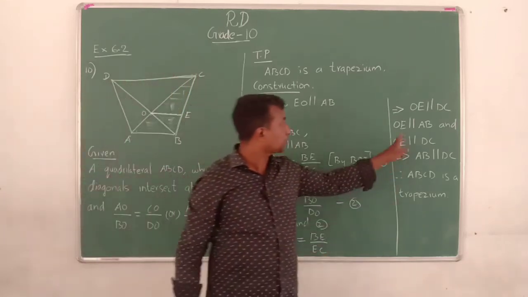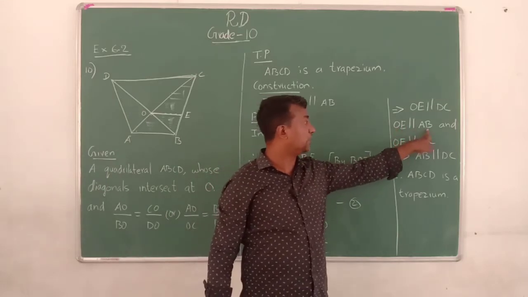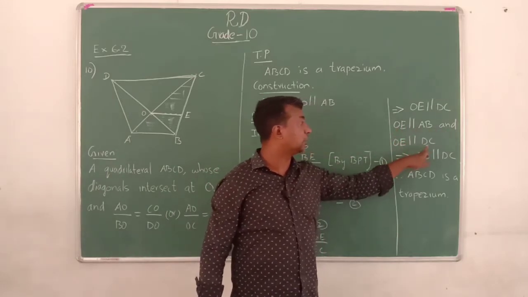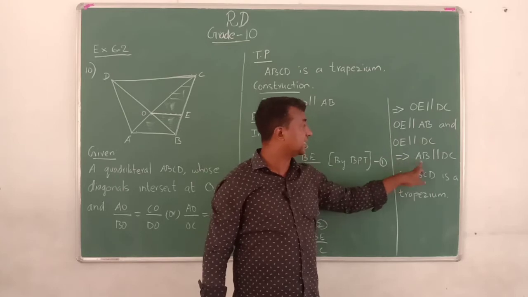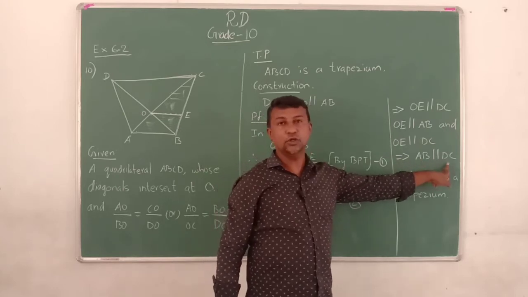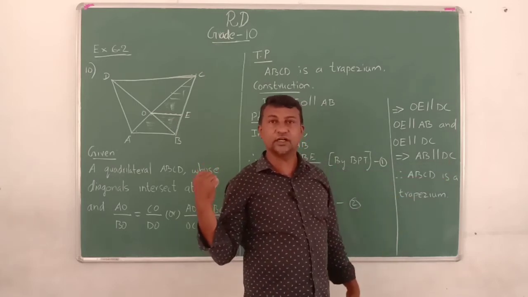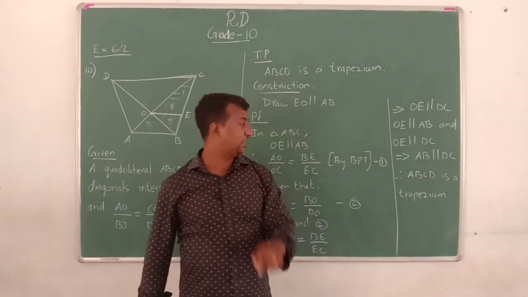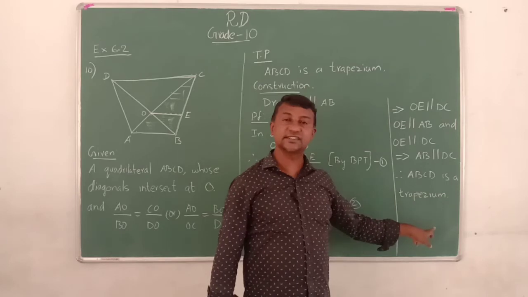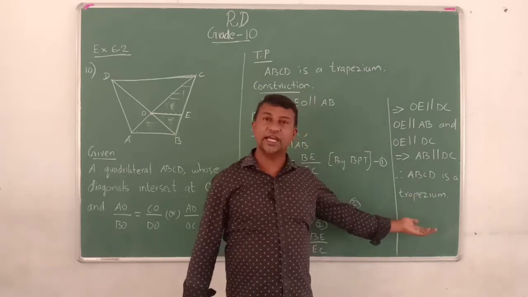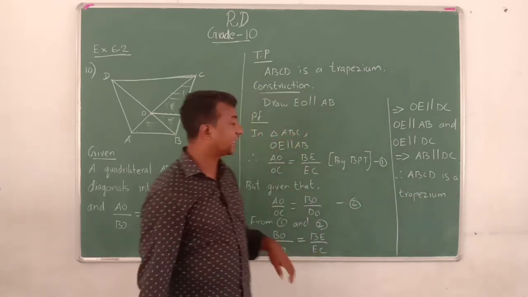Here OE is parallel to AB and OE is parallel to DC, so that implies AB is parallel to DC. If any two sides are parallel, then what is that figure? That figure is nothing but a trapezium. Therefore ABCD is a trapezium. Hence we have proved it. So let's go for a recap.